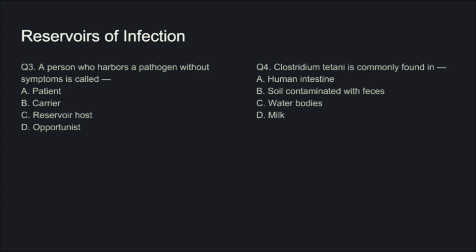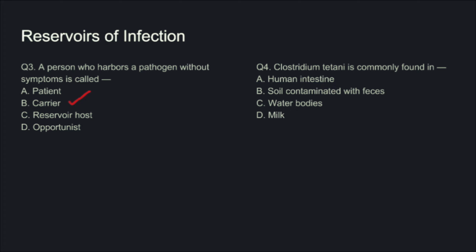Question number 3. A person who harbors a pathogen without a symptom is called: A, patient; B, carrier; C, reservoir host; D, opportunist. So correct answer for this question is option B, carrier. Question number 4. Clostridium tetani is commonly found in.